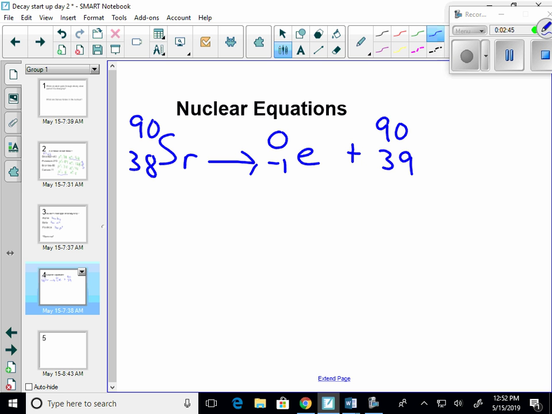We need to know the symbol for that number.